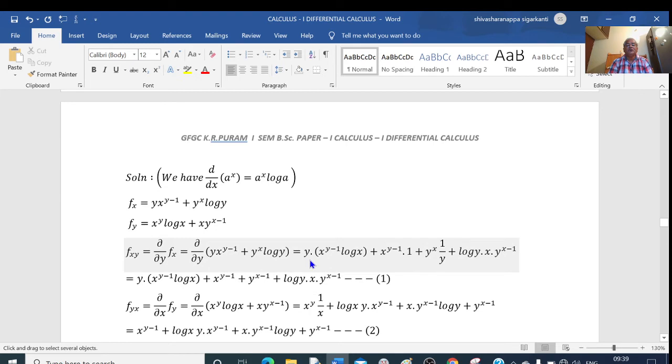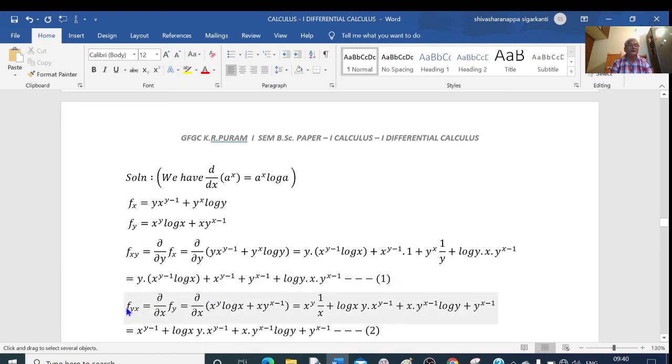So that is y into x to the power of y minus 1 log x plus this is as it is, x to the power of y minus 1 plus this is y to the power of x minus 1. Okay, y to the power of x minus 1 plus log y x y to the power of x minus 1 as it is. I will take this as a 1.